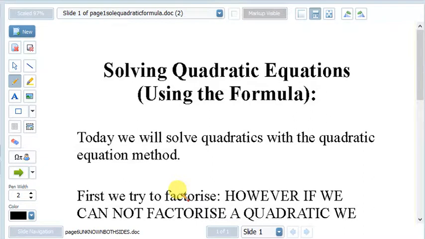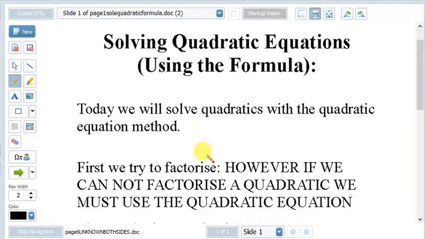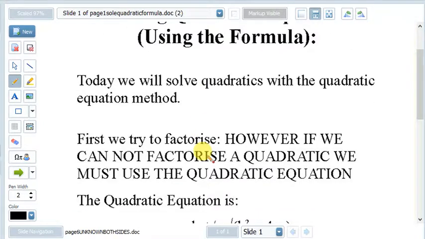Hello, and today we're going to look at how to solve a quadratic equation by using the formula. In order to solve a quadratic, and of course a quadratic has the highest power of x as x squared, first we try to factorise, because this is the easier and quicker method. However, if we cannot factorise a quadratic, we must use the quadratic formula.